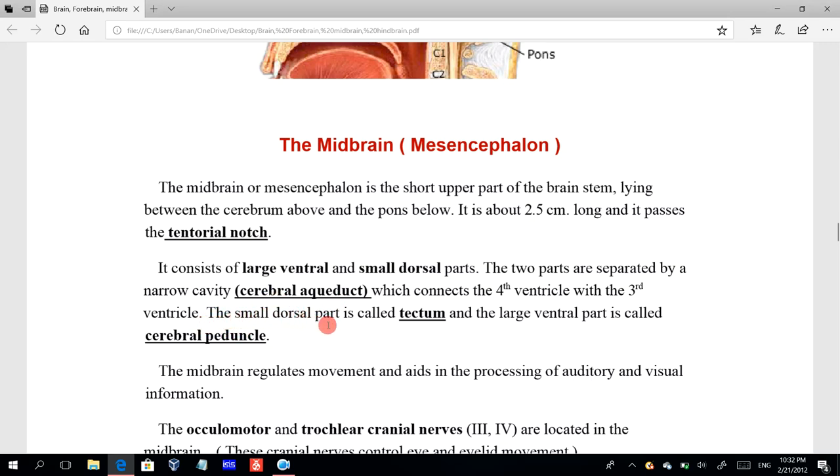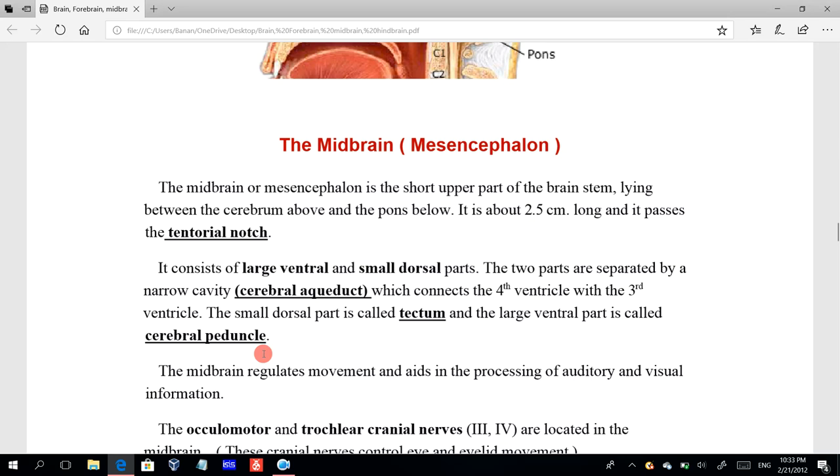The small dorsal part of the midbrain is called the tectum, and the large ventral part is called the cerebral peduncle. We have two parts of the midbrain, the ventral part, which is the large one, and the dorsal part, a smaller one. Between the dorsal and the ventral, we have the cerebral aqueduct, which is the duct that connects the third with the fourth ventricle.